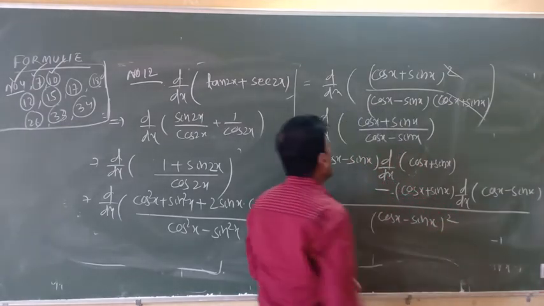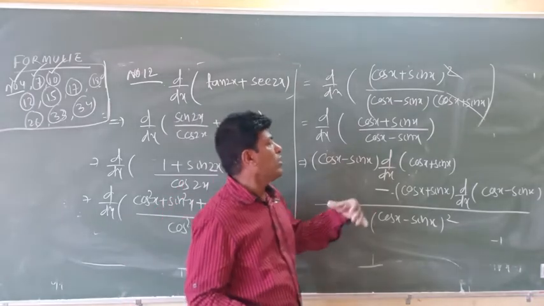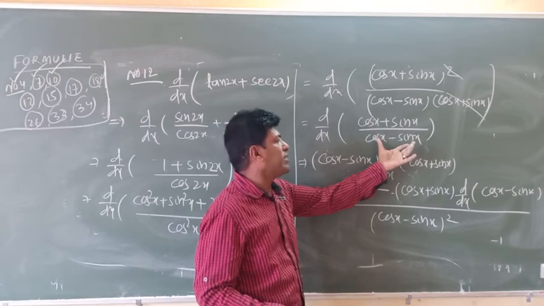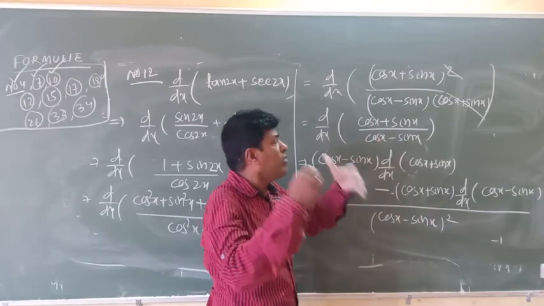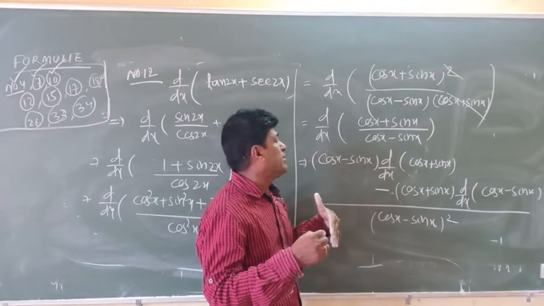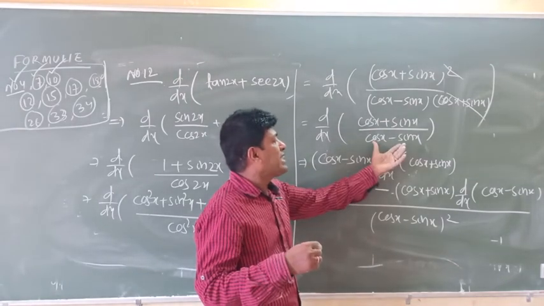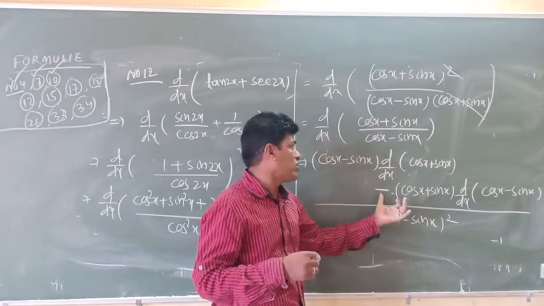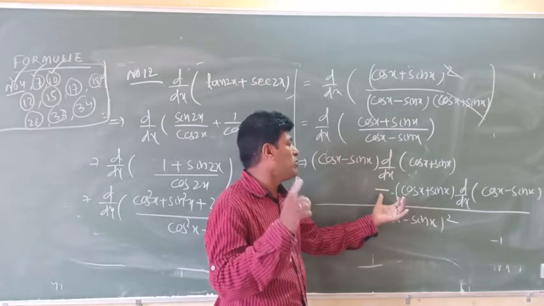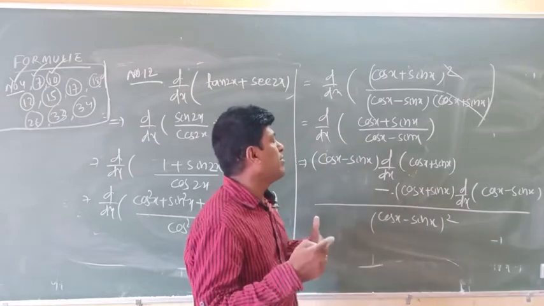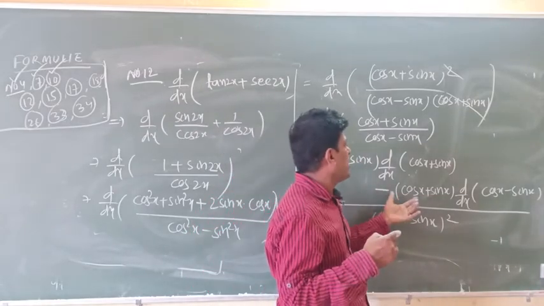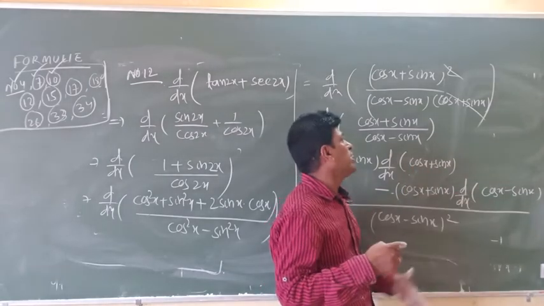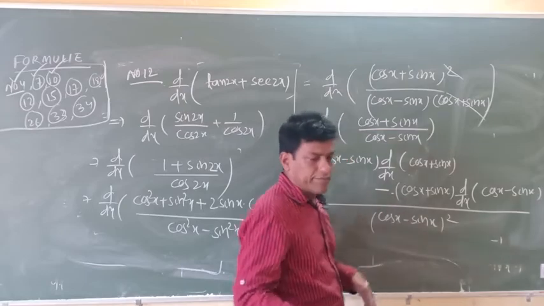Again I am going to explain: cos x plus sin x is the numerator side and cos x minus sin x is the denominator side. So for the derivative of a division, first take cos x minus sin x, the denominator side as constant, times the derivative of the numerator side, minus, not plus. In the case of multiplication you use plus, but in the case of a division derivative we use minus. Minus (cos x plus sin x), the numerator side as constant, times the derivative of the denominator side, whole divided by the denominator square.